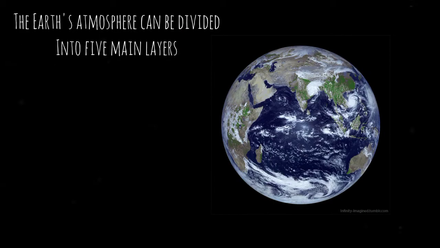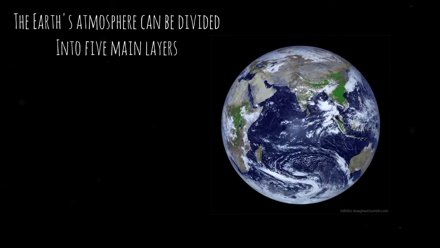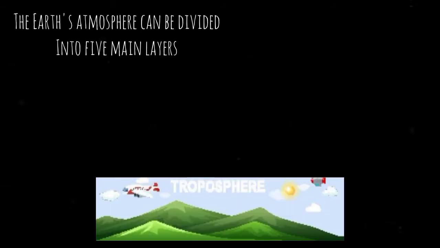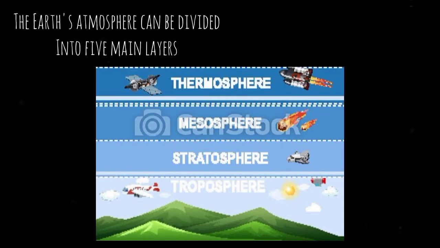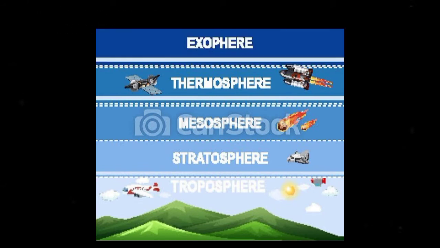The Earth's atmosphere can be divided into 5 main layers. First is the troposphere, followed by the stratosphere, mesosphere, thermosphere, and lastly the exosphere.